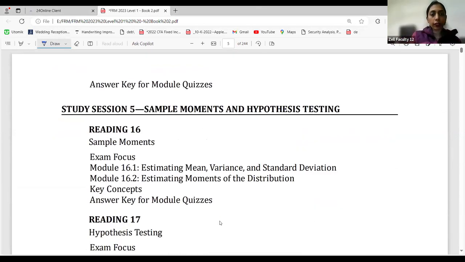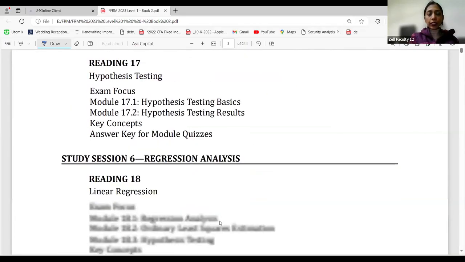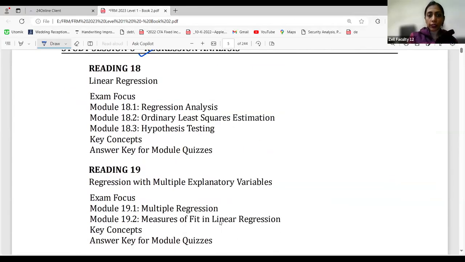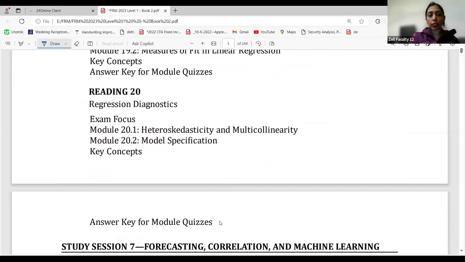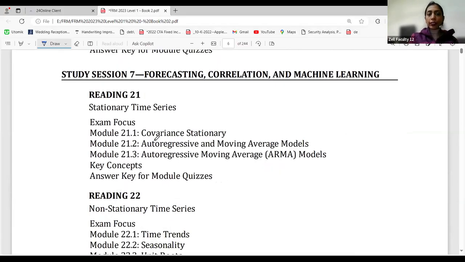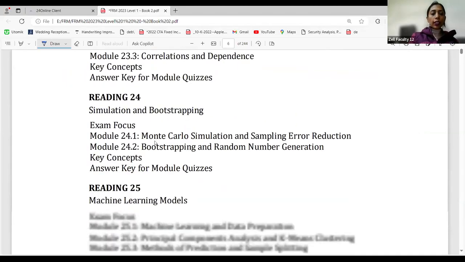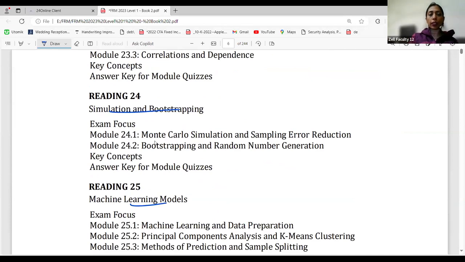After that, we have sample moments and hypothesis testing, study session 5. Then in study session 6, we have regression analysis, which is linear regression and multiple regression. We also have regression diagnostics. So this is study session 6. And then in study session 7, we have forecasting, which is stationary time series, non-stationary time series. And then we have correlation. And the last part we have is simulation, bootstrapping, and machine learning.